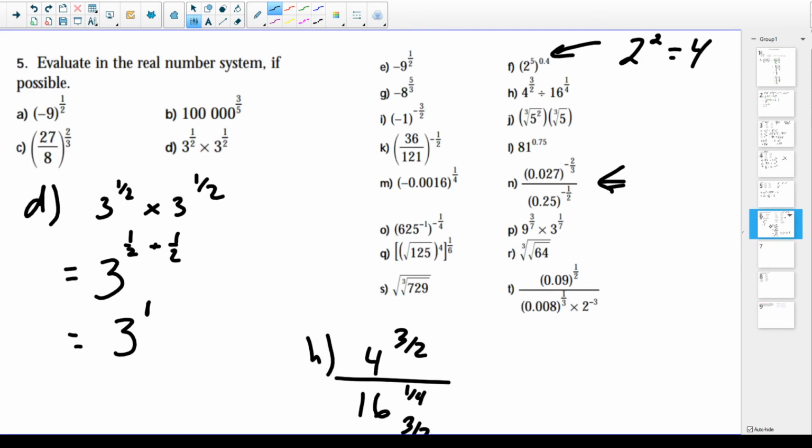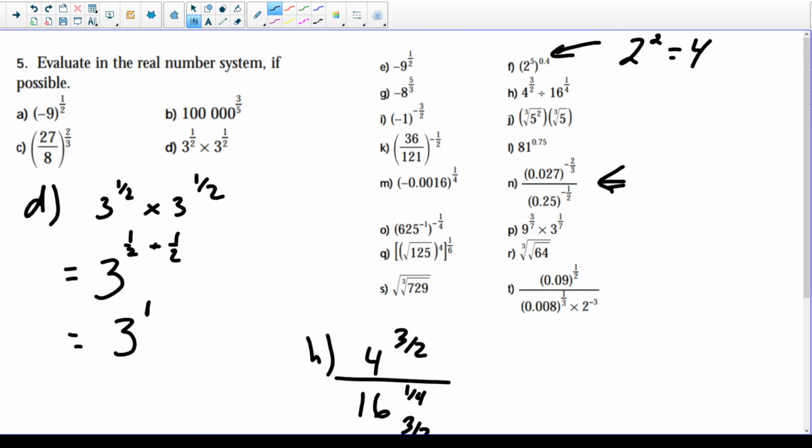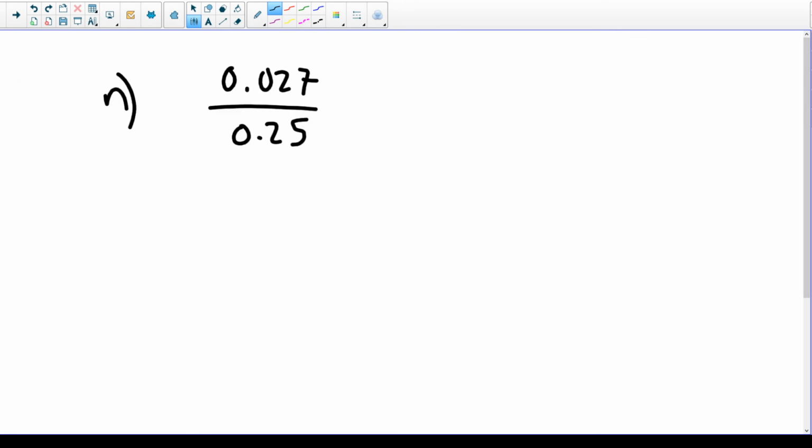So it's 0.027, 0.25. My memory is horrible. Negative 2/3 and negative 1/2. Okay.